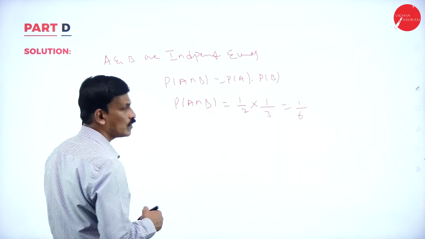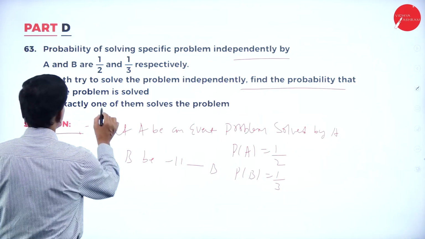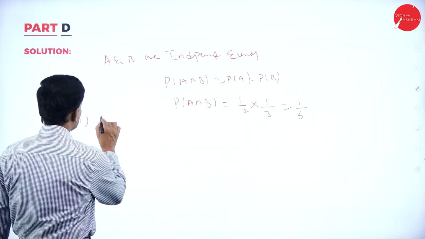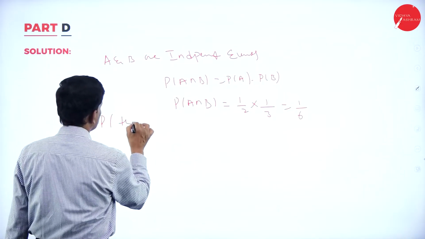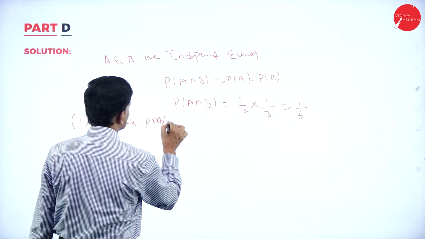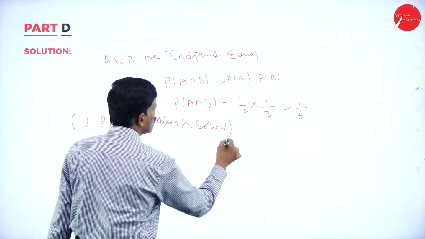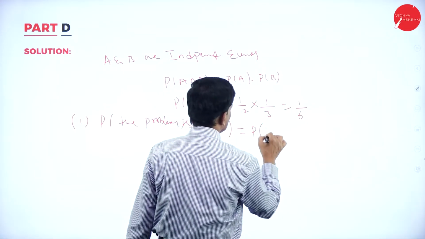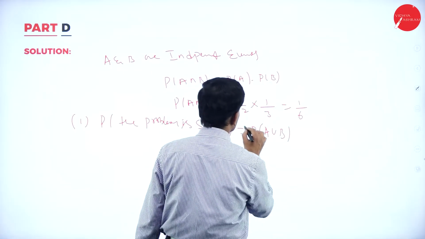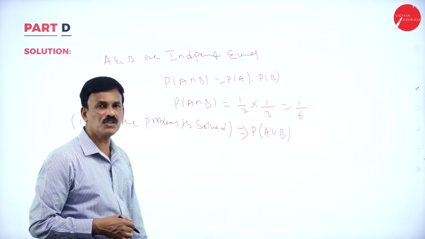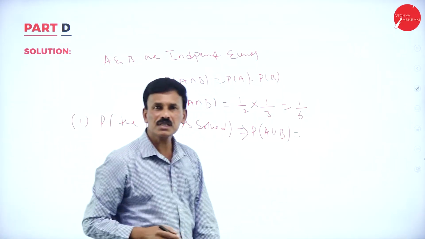Okay. Now, let us come to the first condition. The problem is solved. Now, let us define the first one. The probability that the problem is solved is denoted by probability of A union B. Now what is the formula?